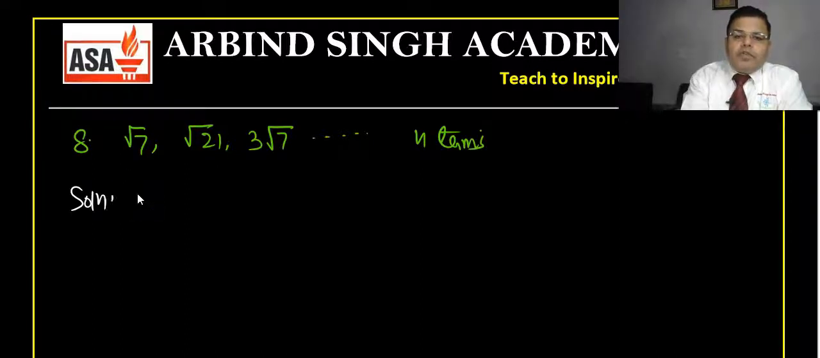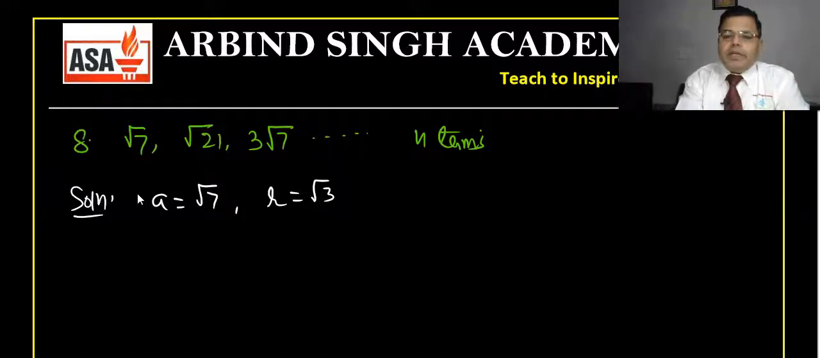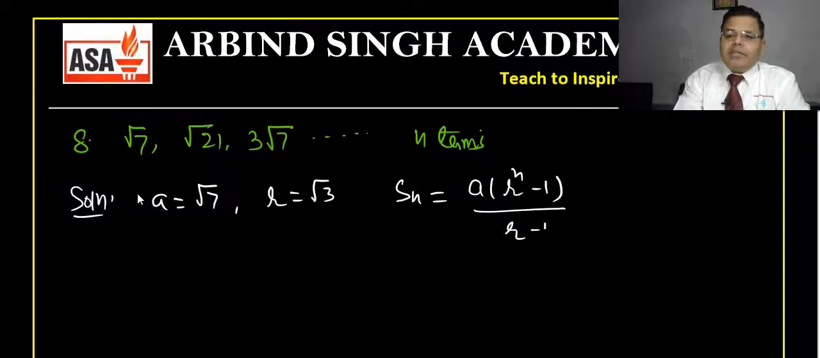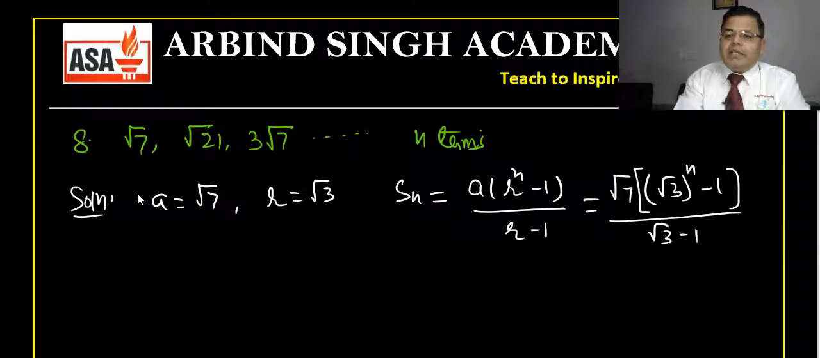So for the solution, here a is root 7 and r is root 3, isn't it? Root 21 divided by root 7 is root 3, and n is the number of terms, you have to find the sum of n terms. So the sum of n terms is a times r to the power n minus 1 upon r minus 1, because r is greater than 1. So we can write here root 7 into root 3 to the power n minus 1 upon root 3 minus 1.